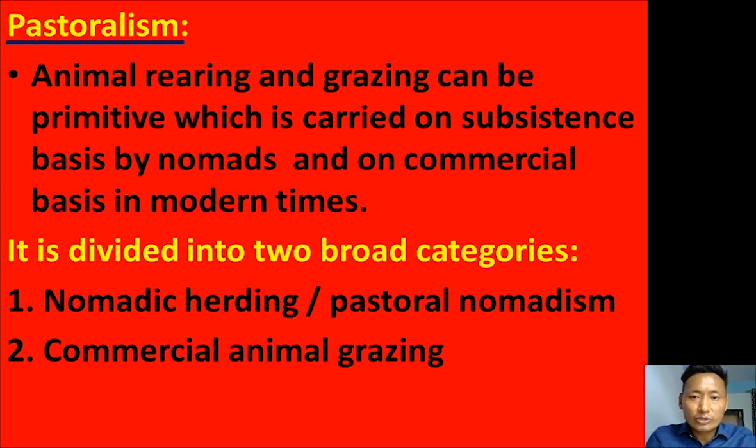Pastoralism is further divided into two broad categories. They are nomadic herding, another name for which is pastoral nomadism, and commercial animal grazing. So these are the two types of rearing and grazing of animals that we are going to discuss in this class.